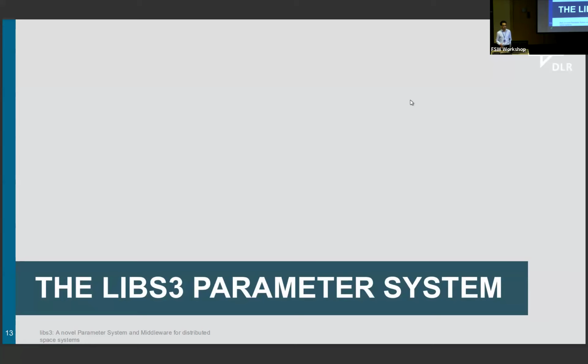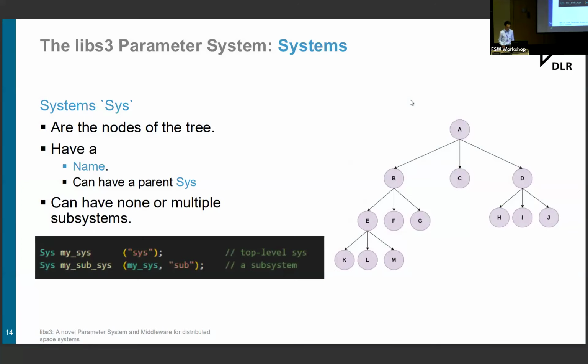So now I will briefly describe the API of this library that I built and that we are using. As I said, trees for parameters instead of tables or lists. The nodes of my trees are called systems, just like that, and they just have one name, and they can have several subsystems. As you see there, I create a top level system that has no parent, and then I can create subsystems that have other systems as parents.